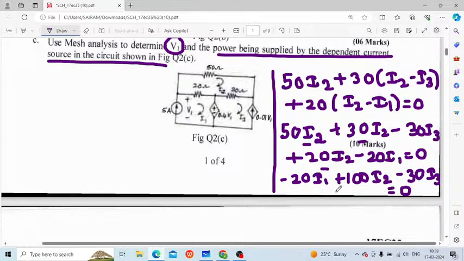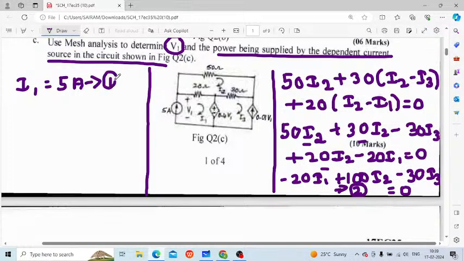Right? This is what is the equation number. Equation number 2. Right? Equation number 1 is what? I1 is equal to 5. So now what I'm supposed to do is that I got it as I1 is equal to 5 ampere, and this is my equation number 2. Now I need to take the superposition theorem, right?